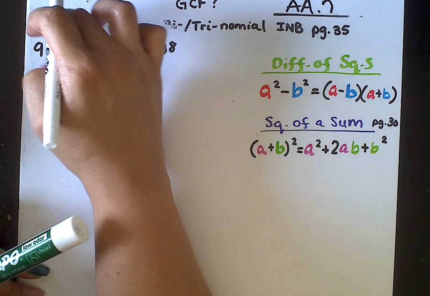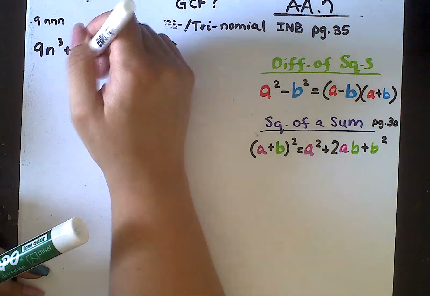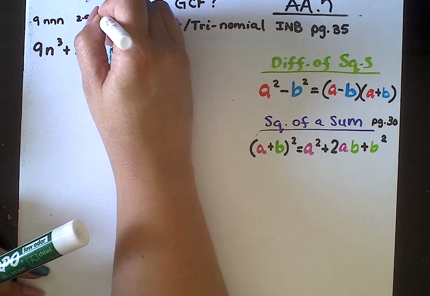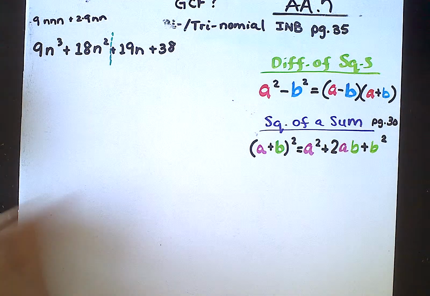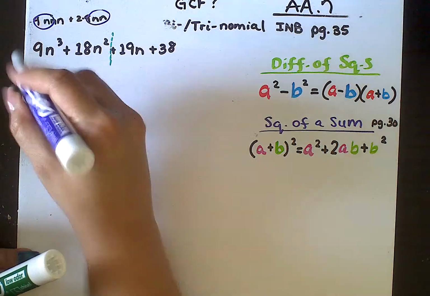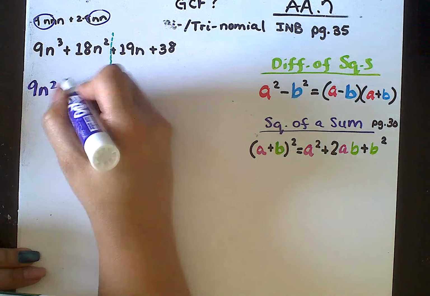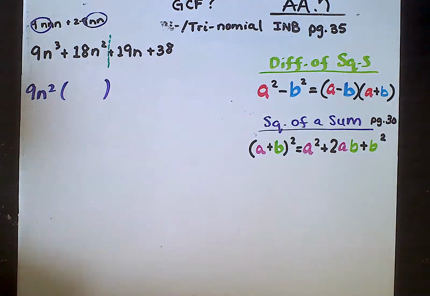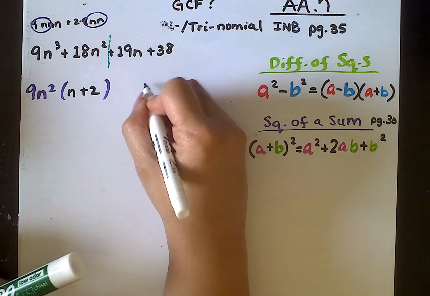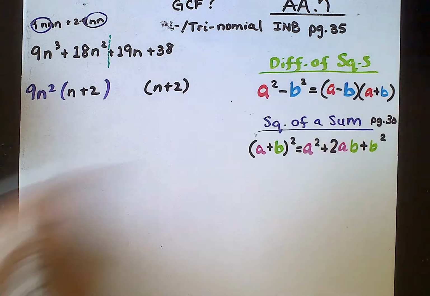Now, the reason I left that 9 together instead of splitting it up is because I see I have a 9 in here, 2 times 9 and then n. Okay, so that means that I could take out 9n squared from both. 9n squared. And that would leave me with n plus 2.